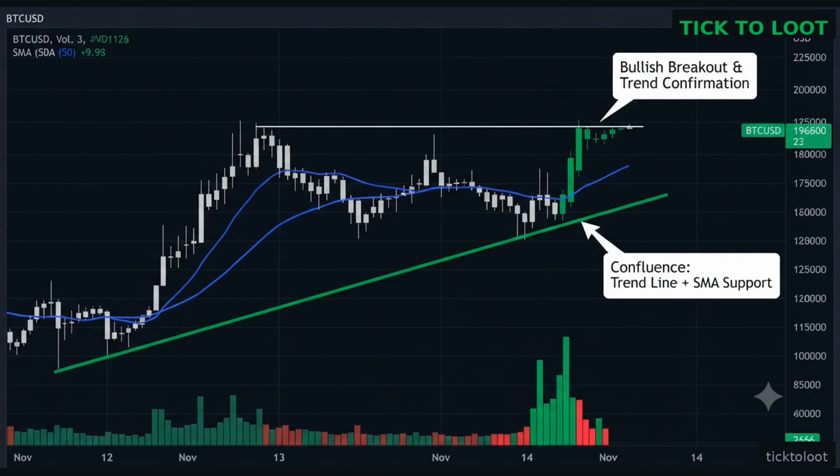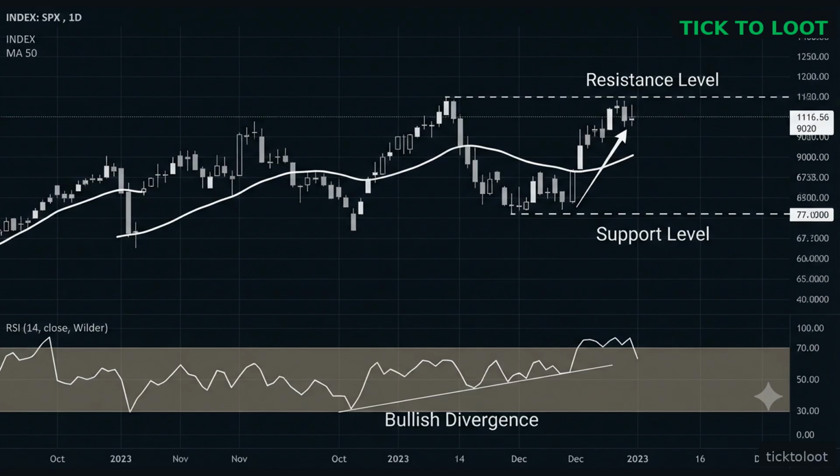Finally, it's essential to remember that indicators confirm price action. They do not replace it. Price action is the underlying reality of the market, and indicators are simply tools that help us understand and analyze that reality. By keeping our focus on price action and using indicators to confirm our analysis, we can create a more effective trading strategy.